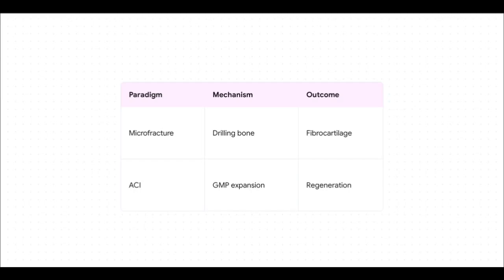In stark contrast, we have autologous chondrocyte implantation, or ACI. This is a rigorous two-step process where native joint chondrocytes are harvested, expanded under strict good manufacturing practice standards, and then re-injected under a patch. The result? Vastly superior structural hyaline cartilage regeneration.